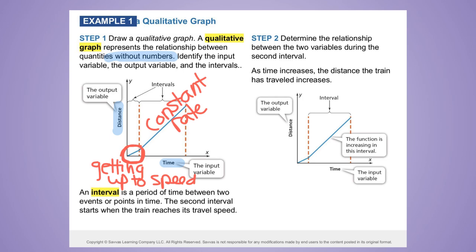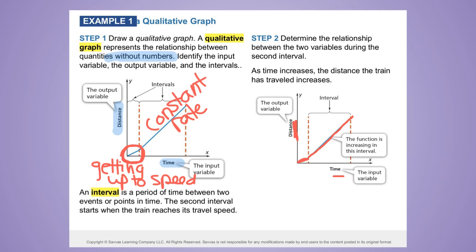So when you're drawing a qualitative graph, I want you to pay attention to what is happening. If we are talking about time and how far the train is going, it takes a little bit of time to get up to speed, and then make sure it's a nice straight line showing that it is a constant rate.